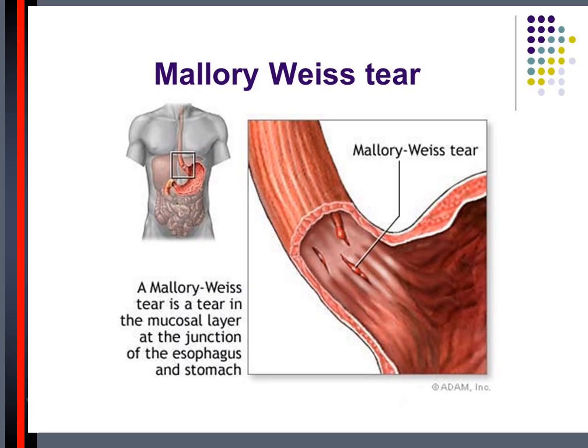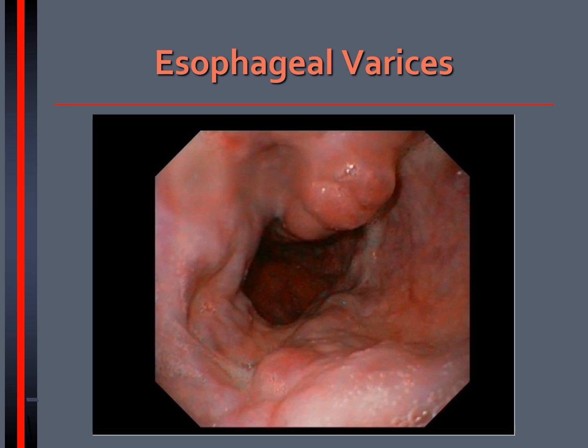A Mallory-Weiss tear is a tear in the mucosal layer at the junction of the esophagus and the stomach. It is often related to severe retching and vomiting. So somebody that has a history of a lot of vomiting can get these Mallory-Weiss tears. This is a picture of esophageal varices. You can see that at the very top there is kind of like a varicose vein, but it's in the esophagus. But when it starts bleeding, it really will bleed.